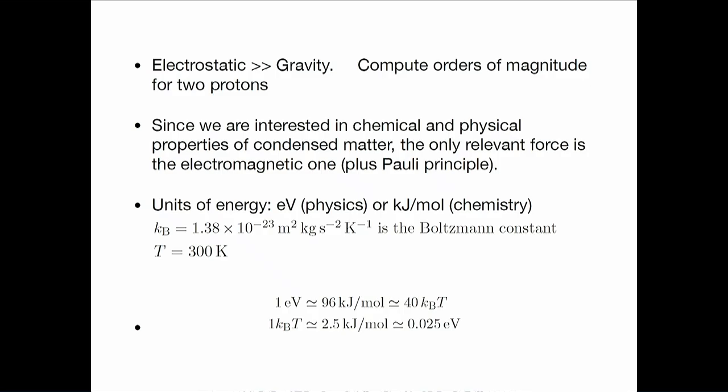And the unit of energy that we will use: in physics it's electron volts, in chemistry people use kilojoules per mole or kilocalories per mole, and the correspondence is that one electron volt is about 100 kilojoules per mole. One electron volt is 40 kT, and one kT is 0.025 electron volt. These are numbers you should just keep in mind to have an idea of the orders of magnitude of these quantities.